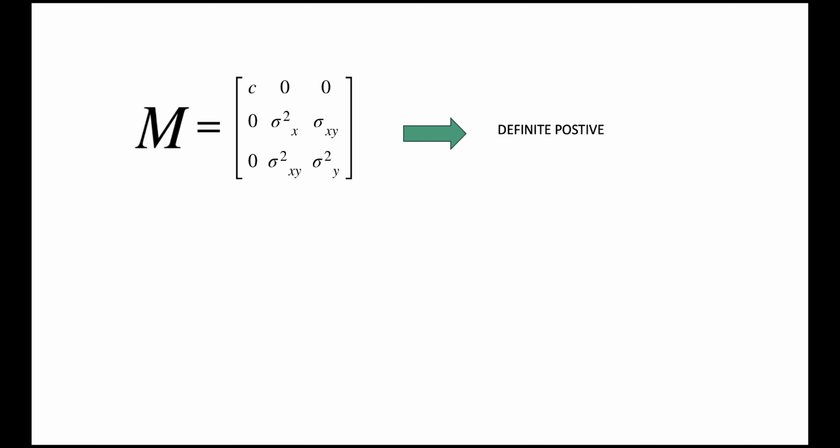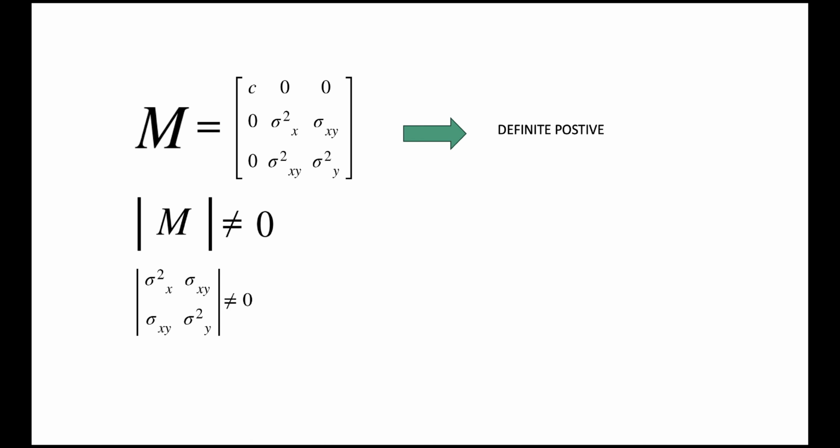As you can see here, from linear algebra, we say that this matrix is definite positive if the main determinant is different from 0 and every single submatrix that we form inside this matrix is as well different from 0. This property allows us to say that this symmetric matrix is generating an ellipse.